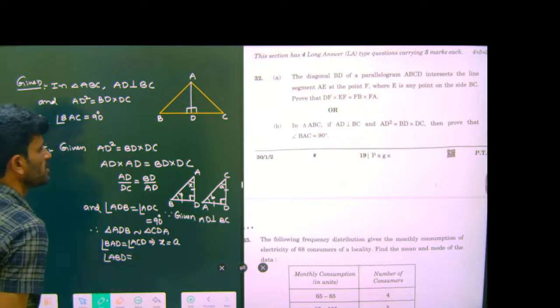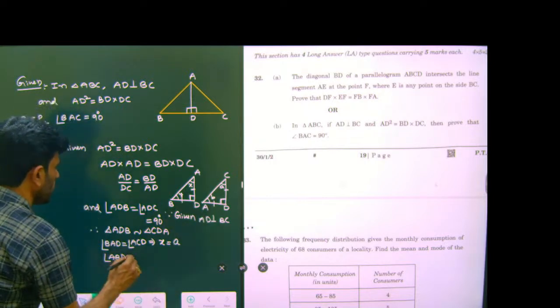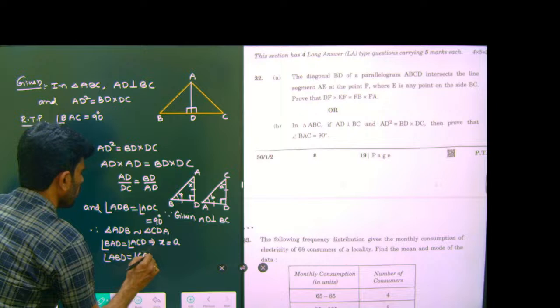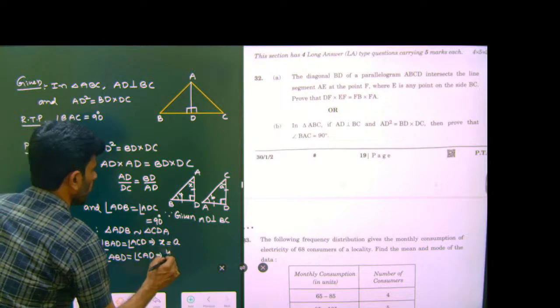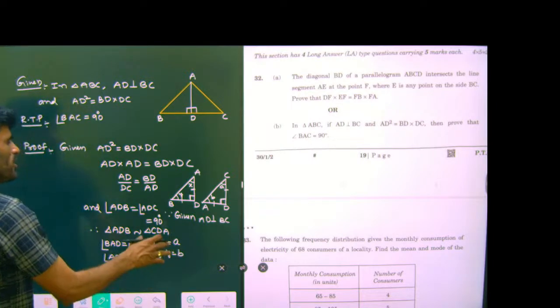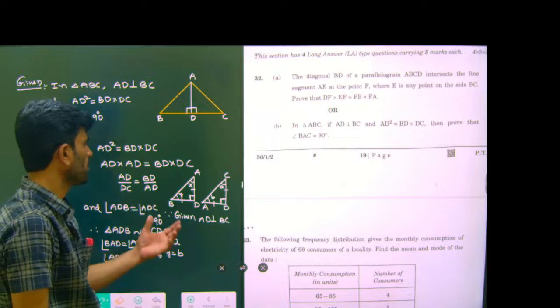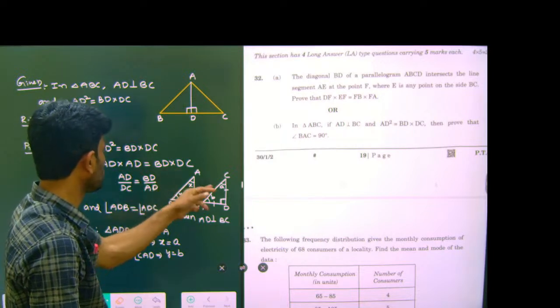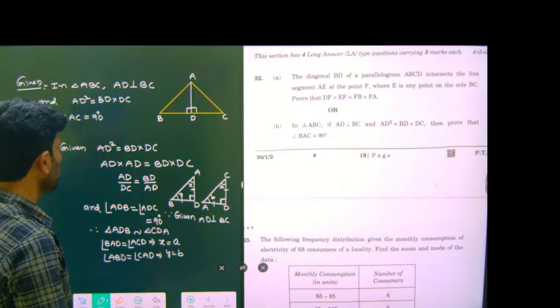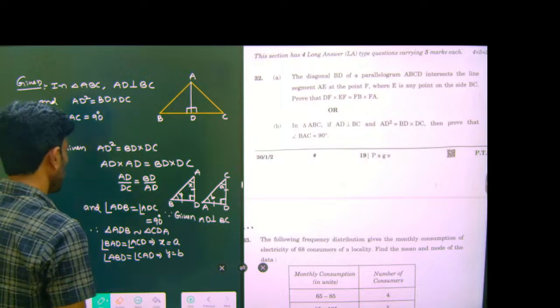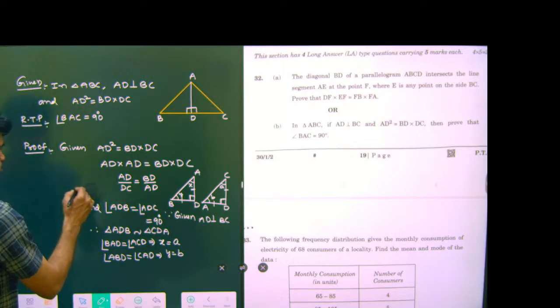which implies Y is equal to B. Hope you understood, because they both are similar triangles, corresponding angles are equal. X is equal to A, Y is equal to B. Now find out X plus Y.